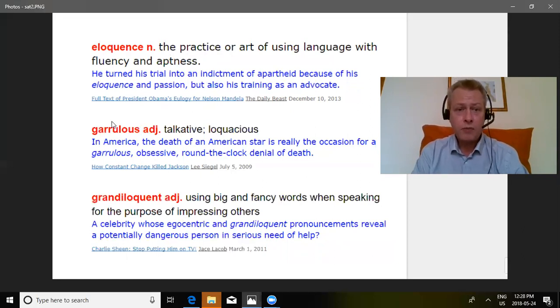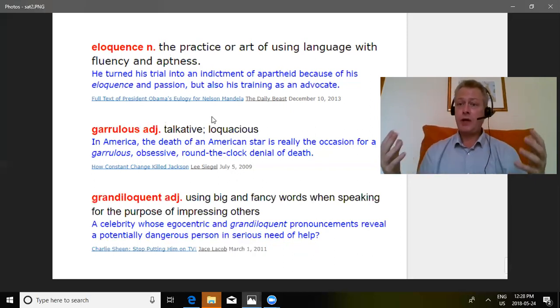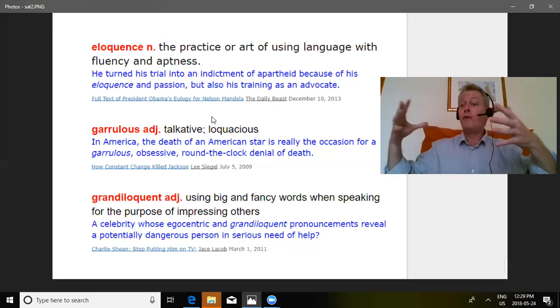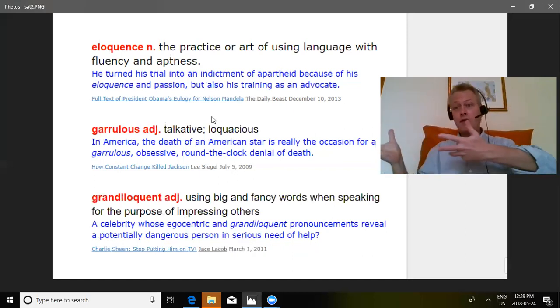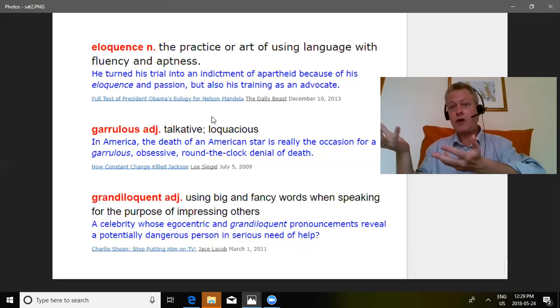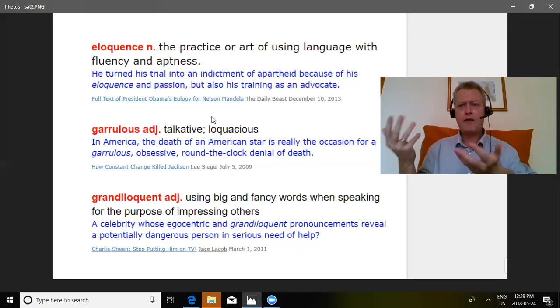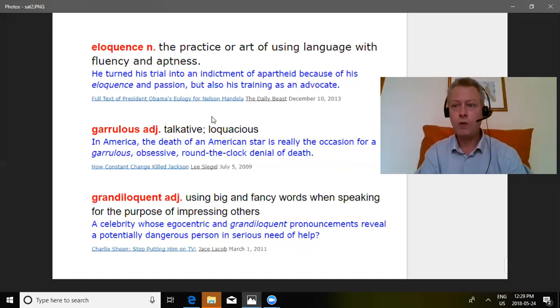So this comes from Obama's eulogy for Nelson Mandela. So we might think of, say, Shakespeare. Shakespeare is a very eloquent writer. We can think of A Moveable Feast, and he's walking us along the streets of Paris from restaurant to restaurant, describing everything beautifully in an eloquent manner.